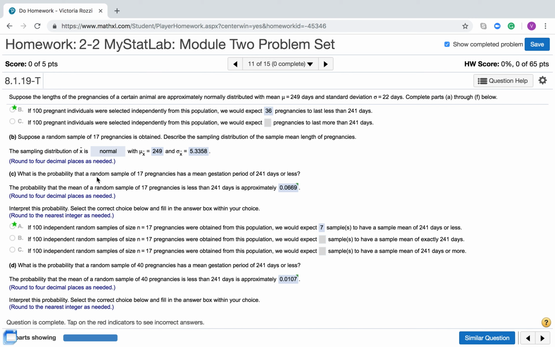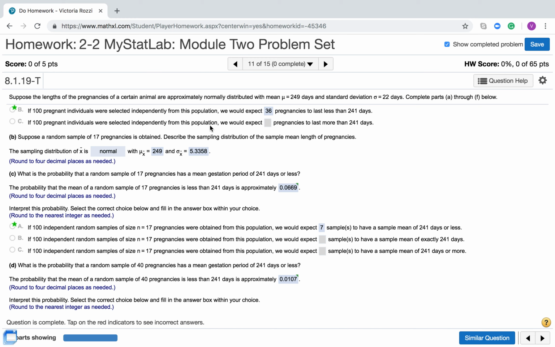But what happens with sigma, what happens to your standard deviation, is that it is changed a bit. And what we do is we take the original standard deviation and we divide by the square root of the sample size. Okay, so let's talk about how they got, of course, the 249 is going to be the same. Those are going to always be the same, right? But we're sampling 17 pregnancies here.